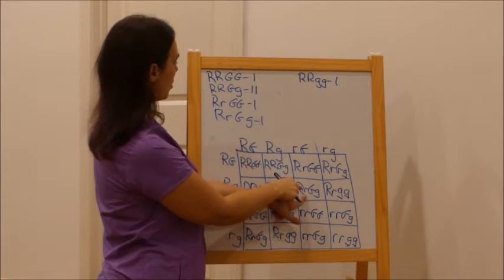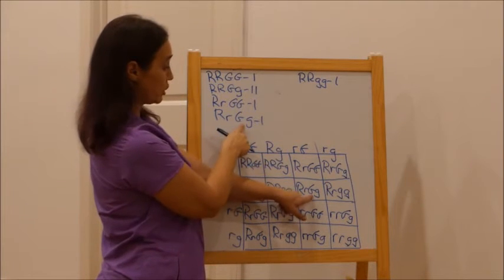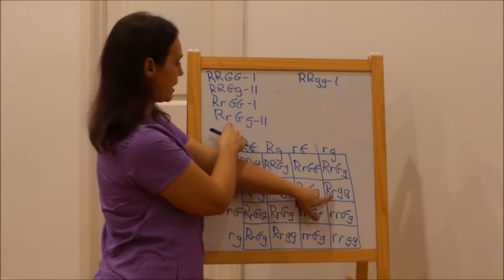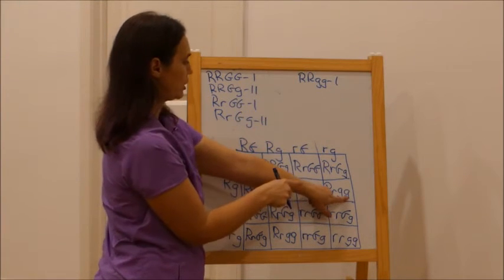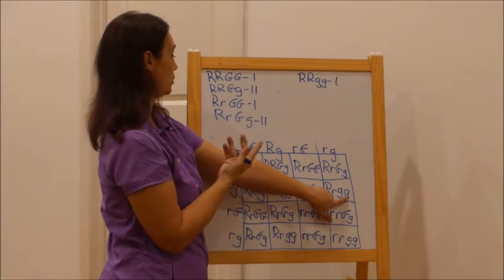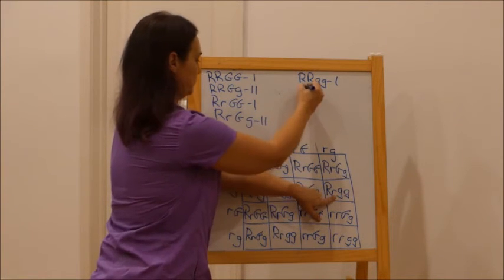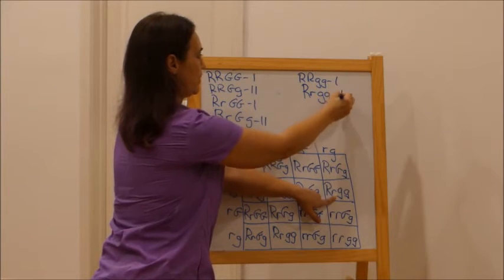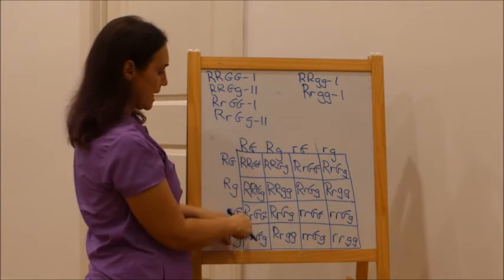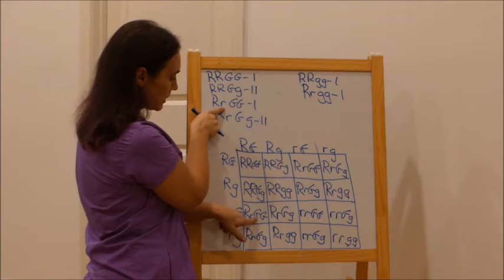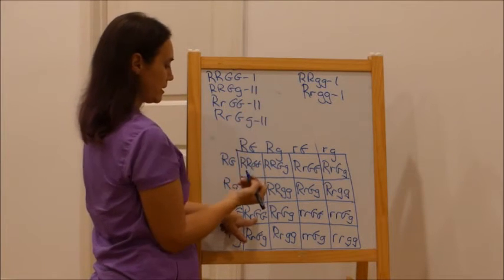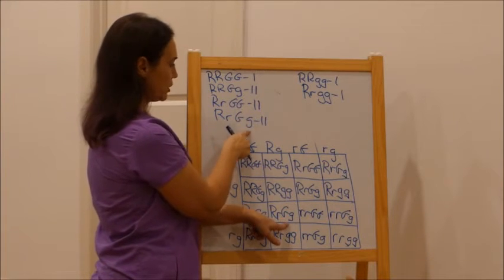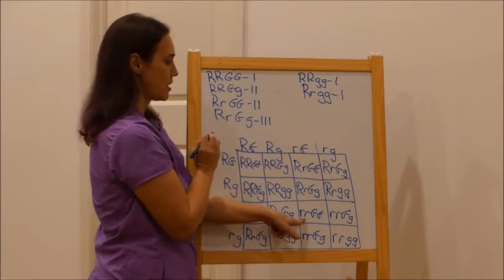Next up, capital R, capital G, lowercase g. Here's another one of these. Capital R, lowercase g. We don't have one of those, so let's put that up here. Capital R, lowercase g, g. We have one of those. Capital R, capital G, g. Here's another one of these. Capital R, capital G, g. Here's another one of those.